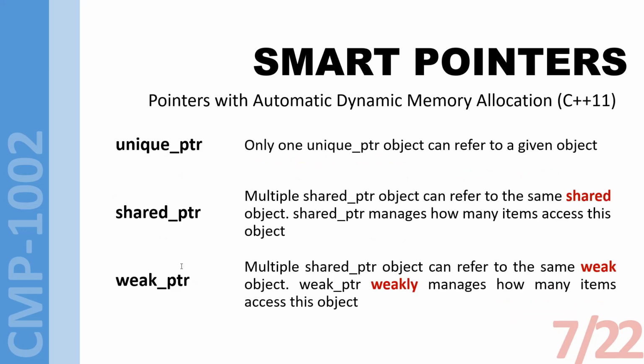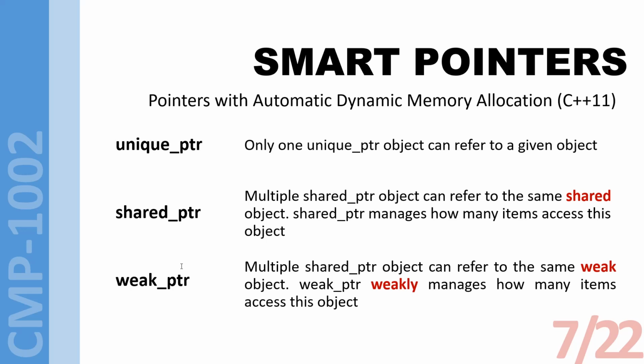What are the differences between these 3 things? The unique pointer says that only one unique pointer can refer to a given object. No more than one pointer can refer to the same object. If you want such a thing, then unique pointer is your guy. With shared pointer, multiple shared pointer objects can refer to the same shared object. The good thing about the shared pointer is that it manages how many different pointers are pointing to the same object. It counts their numbers, and that's gonna be quite useful very soon.